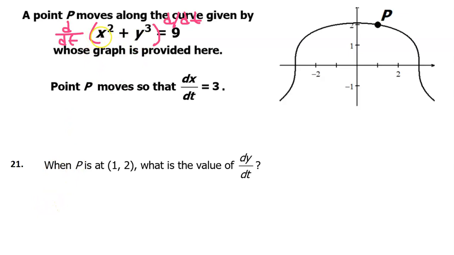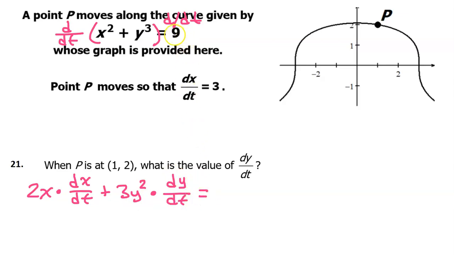Taking the derivative of the outer function here, I will have 2x. But then I have to multiply by the derivative of the inner function, which is just dx/dt. Moving on to the second term, same deal. The derivative of the outer function is 3y squared, but then I multiply by the derivative of the inner function, which is dy/dt. The derivative of a constant is 0.